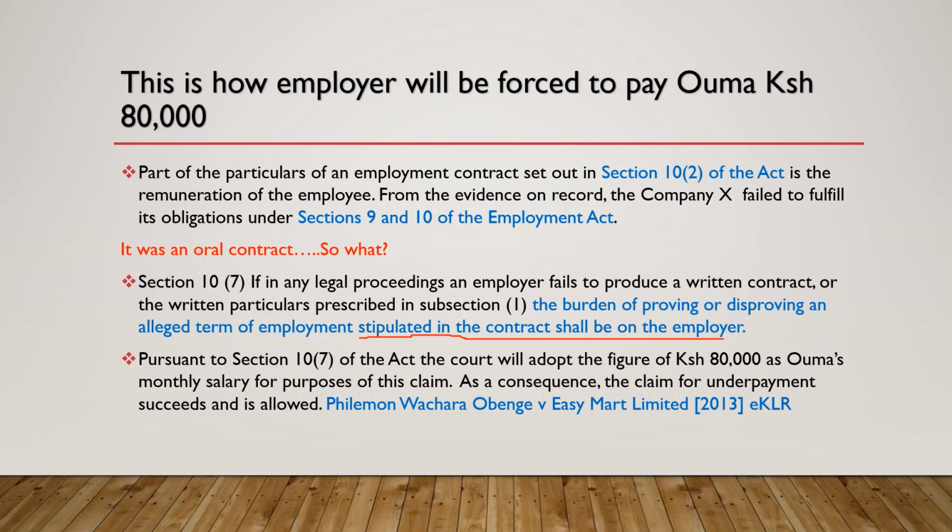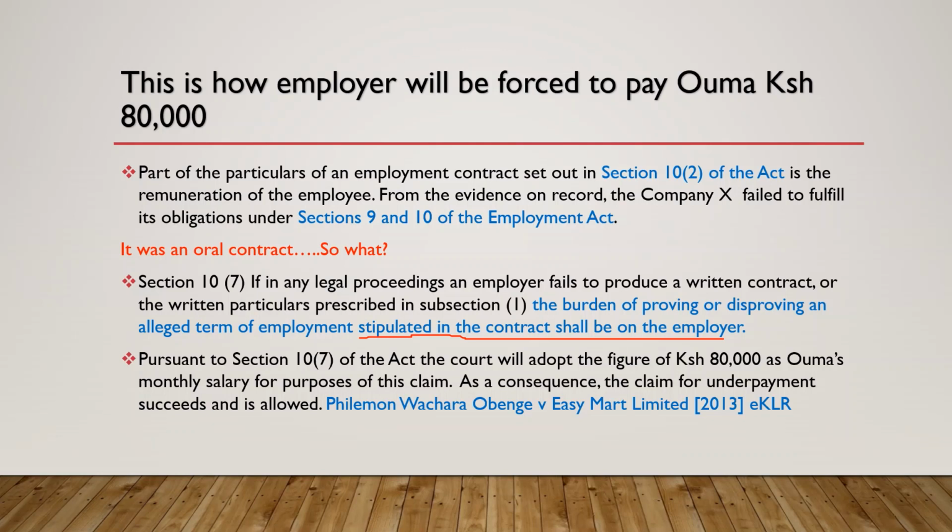Now, the only way you can prove is if you reduce the contract in writing. And in fact, at any point in time, it's the responsibility of the employer to keep work records, to reduce an oral contract into writing. And for this particular instance, pursuant to section 10(7) of the Act, the court will go ahead in this particular case to award Ouma a salary of 80,000 per month, for purposes of this specific claim, because the contract was for more than a period of 3 months.